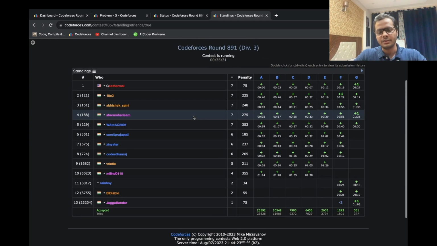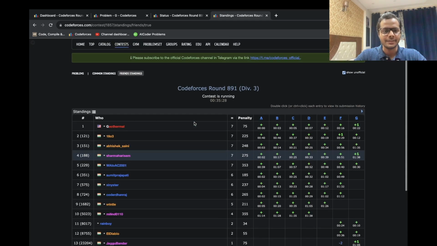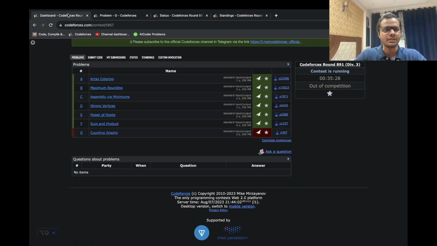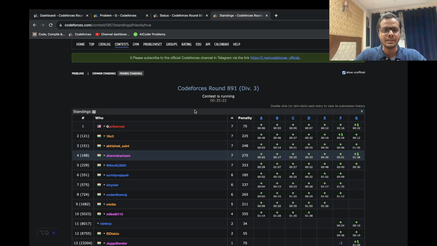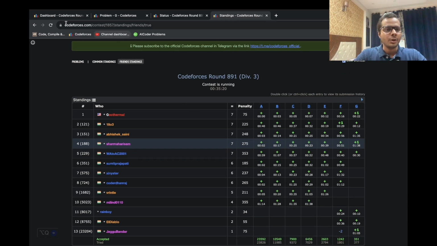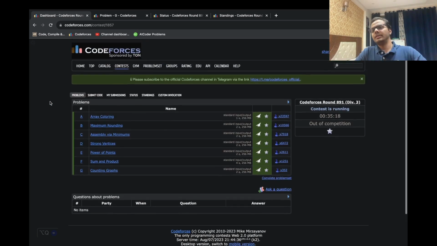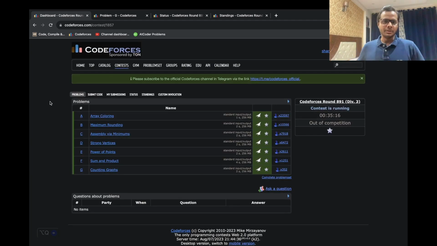I don't think a lot of strong people have given this contest, and that is why we are seeing such low amount of solves in problem G, because it is definitely not that hard. Okay, it is definitely not that hard. Cool, so I think we are done with this contest, and probably pretty much done with the screencast.